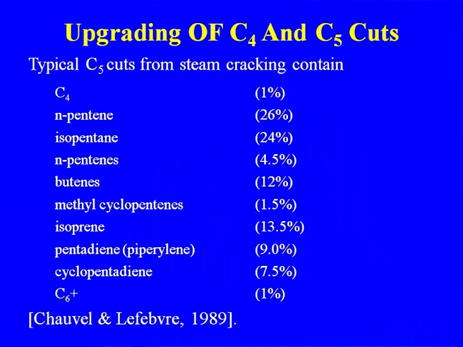This is the typical composition of the steam cracking C5 fraction that you are having. And here you see isoprene and cyclopentane; these are two very valuable products. This is not butenes here, but the isoamylenes that are present, the amylenes.